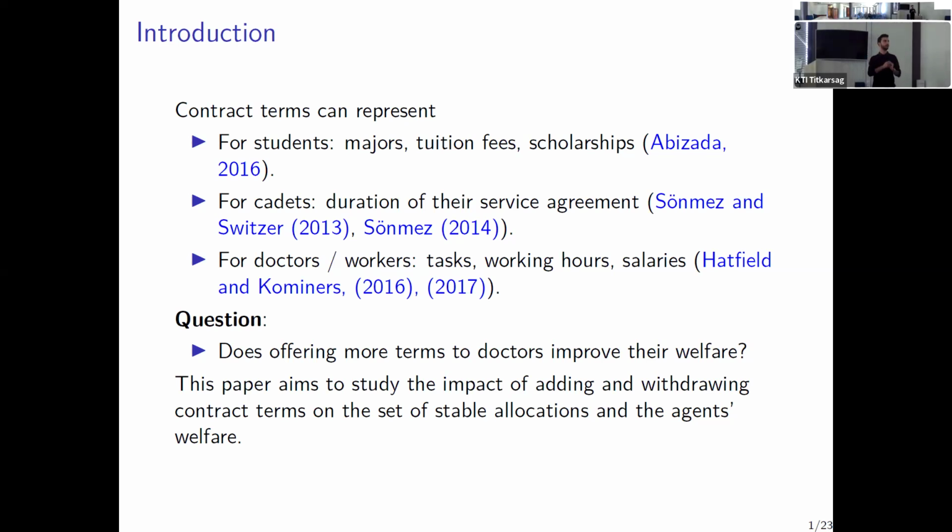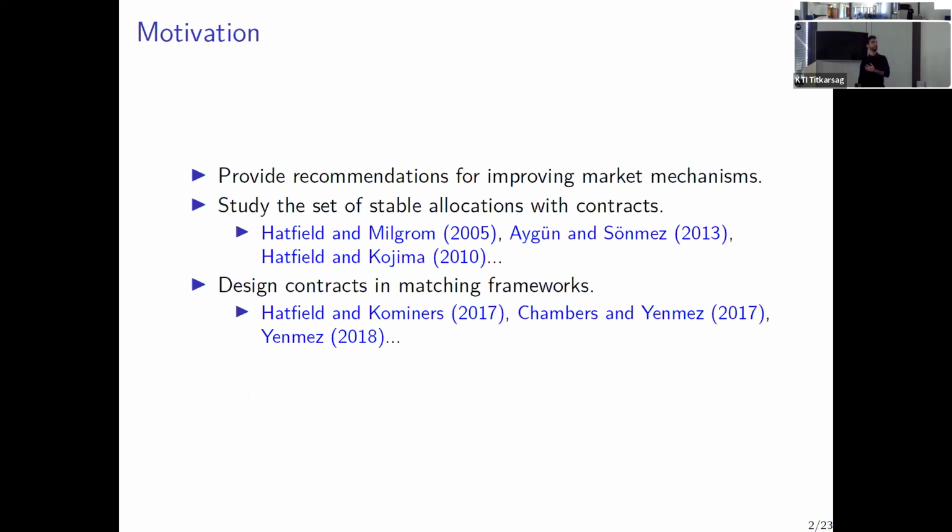Just to clarify, an allocation is stable if there is no pair of agents, doctors and hospitals, that have an incentive to leave their current match to be matched together. So we can interpret it as an equilibrium in the match. The main motivation for my paper is to provide some recommendations for many markets, including the markets that I mentioned in the previous slide, but also many others like airline upgrades, because some airline companies use contract terms in order to allocate something.